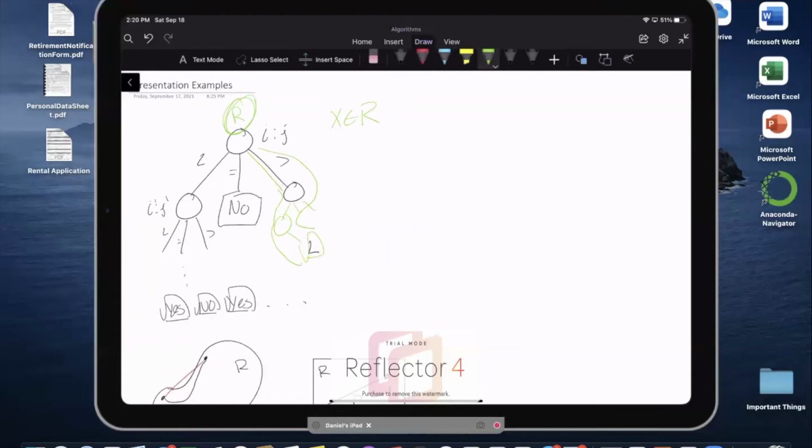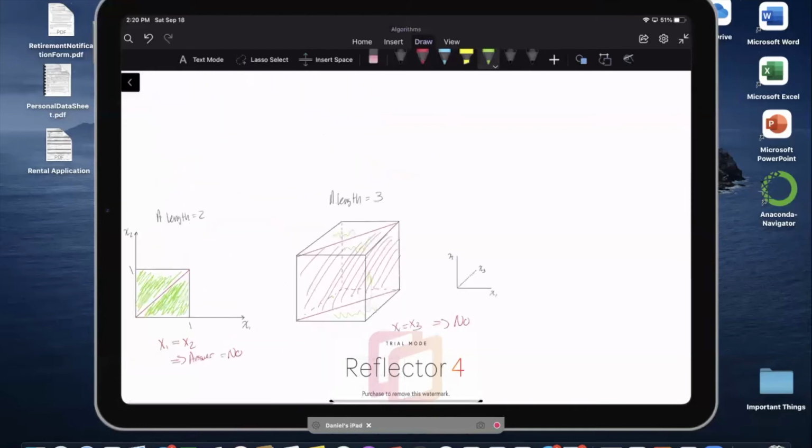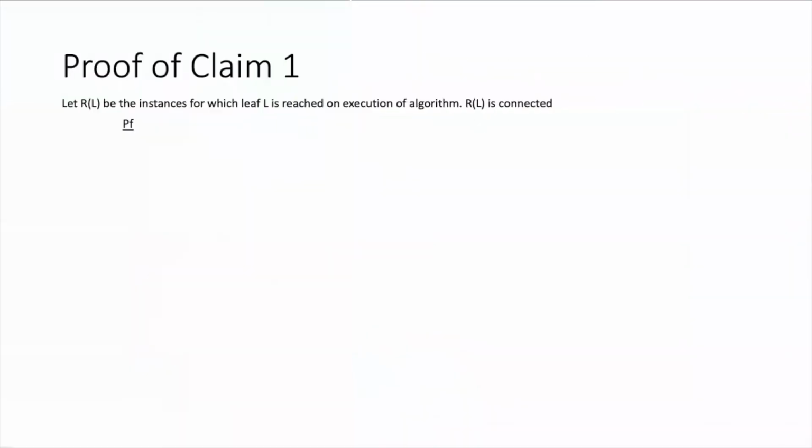So on the execution of the algorithm, when x arrives at leaf L, we can therefore say that x belongs to the region of L, right? Okay, so that's basically what claim 1 is saying for the most part. So now let's actually prove it.